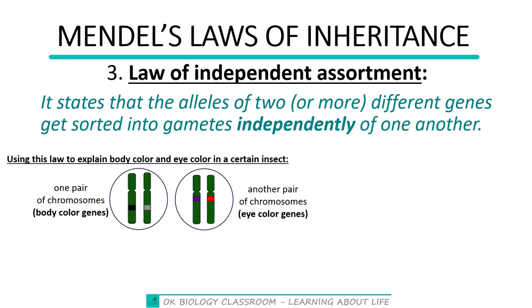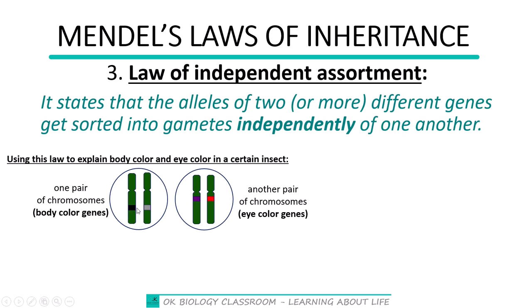Using Mendel's law of independent assortment to explain the inheritance of body color and eye color in an insect, which I'm saying in this case in a certain species of insect, I'm not being particular about. But this is an inheritance that actually happens. In this case, it would mean that since the inheritance of the body color gene is independent of the inheritance of the eye color gene, an offspring could have any of these genes and be combined with any of these two genes.